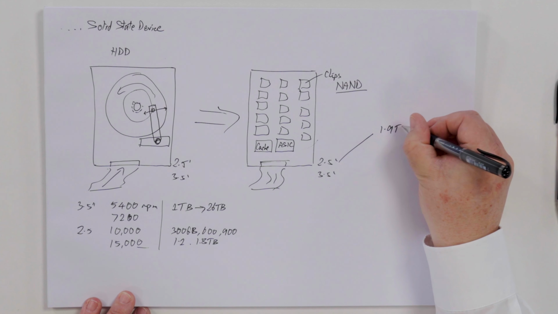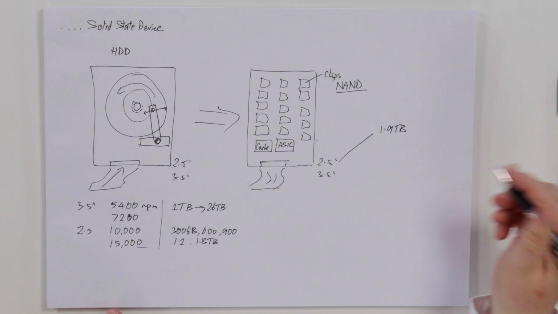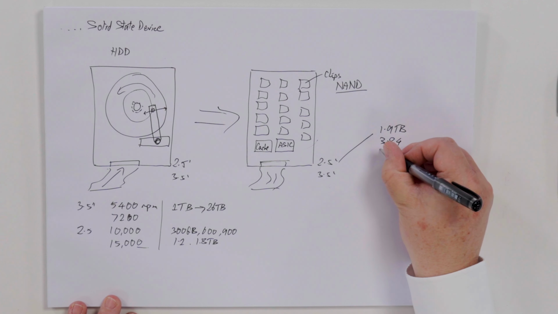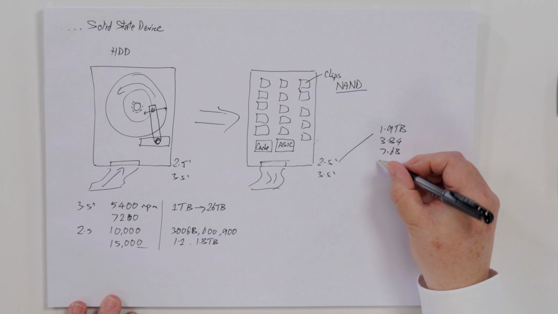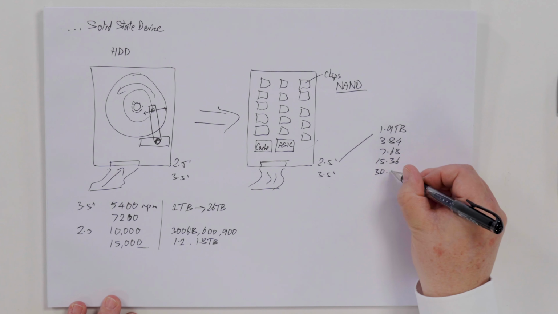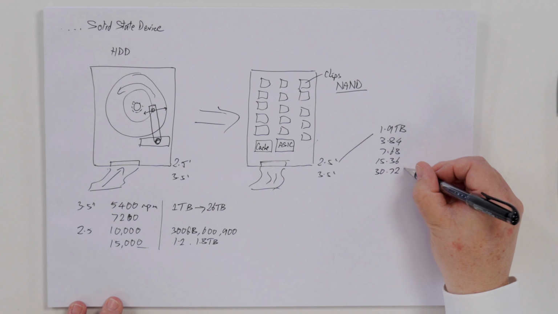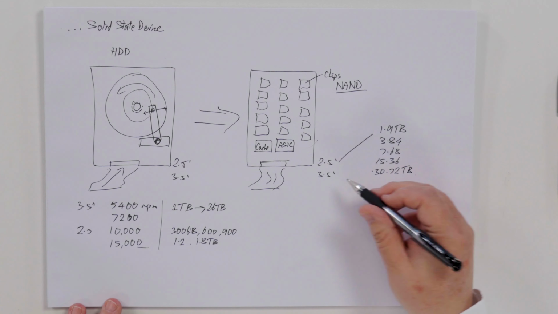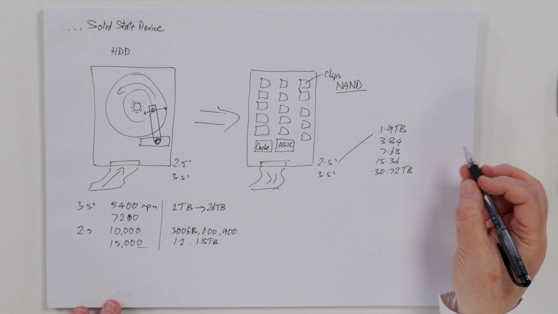So we start at 1.92 terabytes. We move on from there to 3.84, 7.68, 15.36, and I think there's 30.72 as well also available. So you can see some very, very high capacities in the 2.5 inch form factor drives.